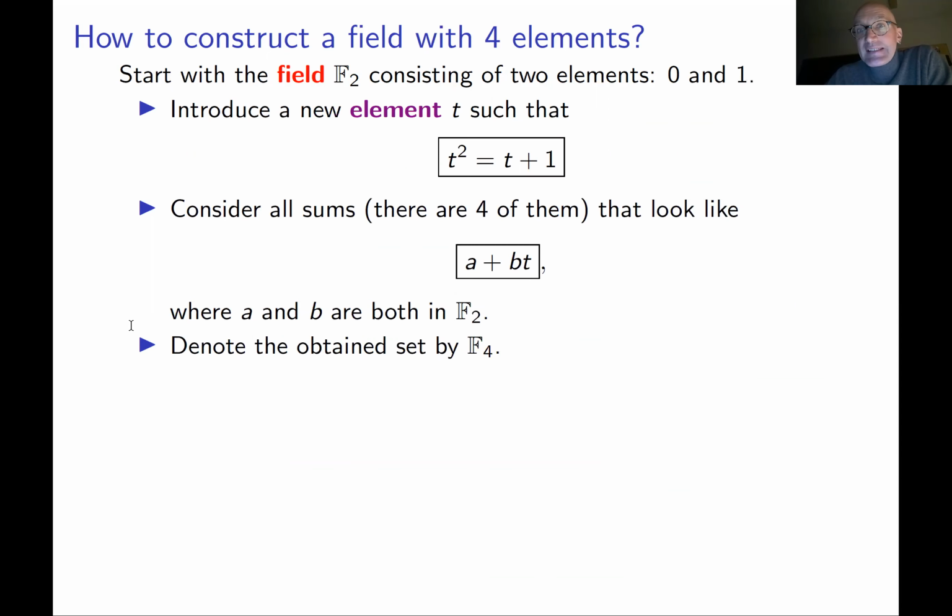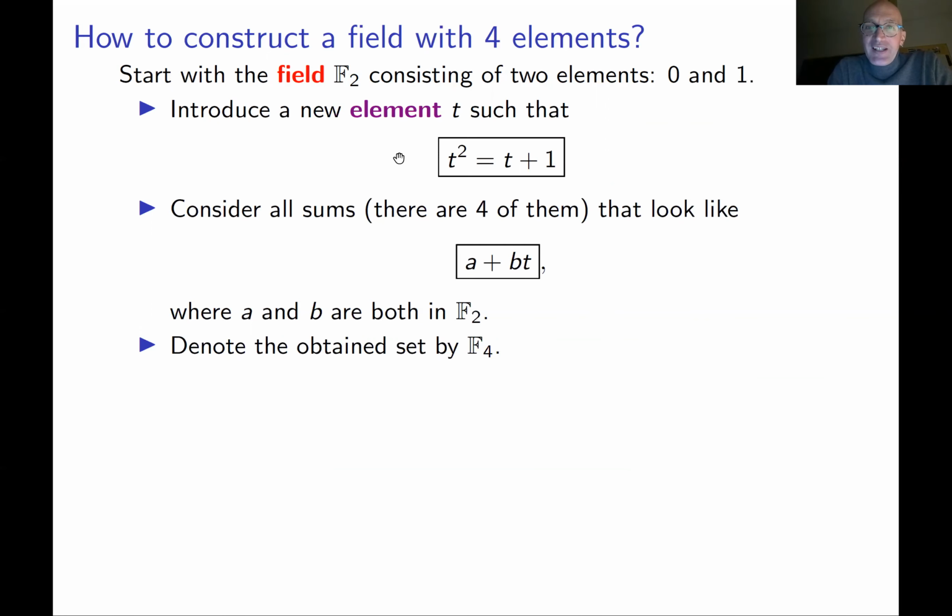T squared is T plus 1. This is a rule. This is why I put it into the black box. It's just a rule. Then you consider all possible sums that look like A plus BT, where A and B are in F2. But look, for A there are 2 possibilities, 0 and 1. For B there are 2 possibilities, 0 and 1. So we actually have just 4 elements.